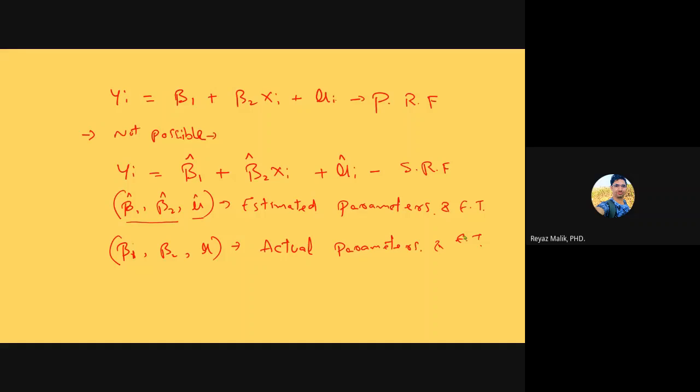Then I will go one step further. Then this yi can be written as yi cap plus ui cap. This sample is again the same. It is this one.